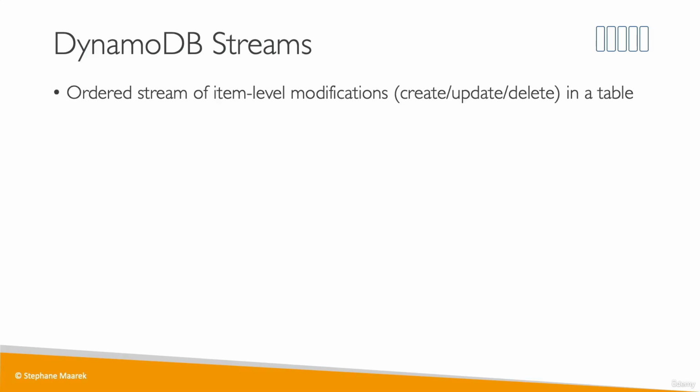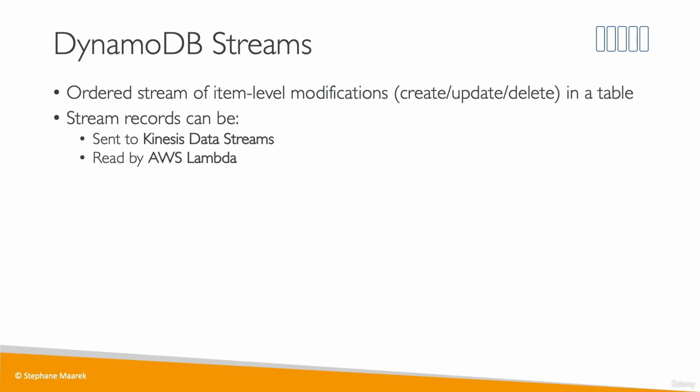Streams are an ordered list of item level modifications such as create, update, and delete that are happening within a table. So whenever you insert an item or modify it or delete it, that modification would be visible in the stream, and the stream will represent the list of all the modifications over time in your table. Stream records can be sent to multiple places, such as Kinesis data streams. So you can send a DynamoDB stream into Kinesis and then do whatever you want with it. You can also use a Lambda function to read directly from your DynamoDB streams, or you can use the Kinesis client library applications to read directly as well from a DynamoDB stream.